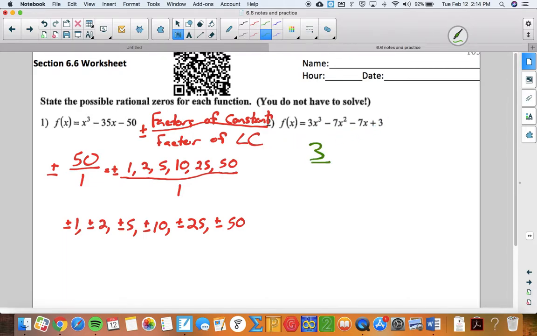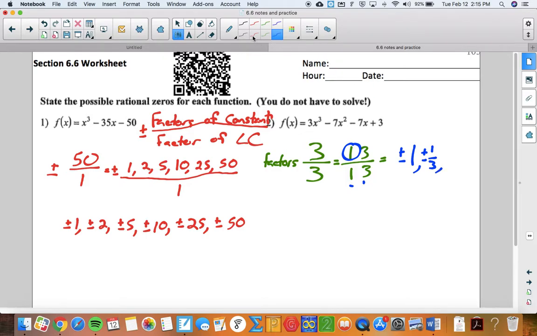The constant is 3, and oh, this is funny. The leading coefficient is 3. So let's list the factors. The factors of 3 are 1 and 3, and the factors of 3 are 1 and 3. So I'm going to start with the 1 and divide it by 1, which is 1. And I'm going to take the 1 and divide it by 3, which is 1/3.